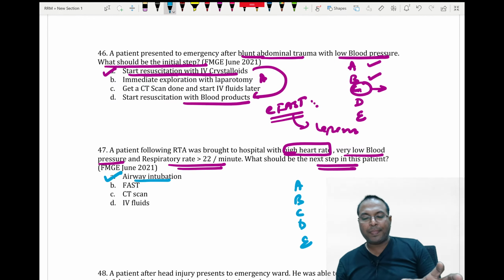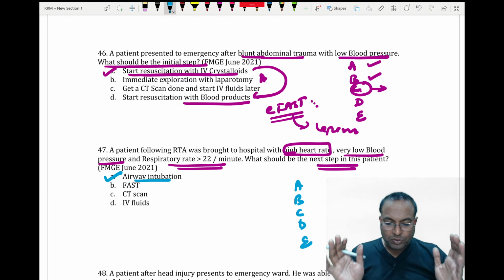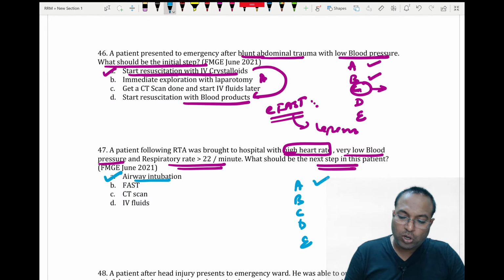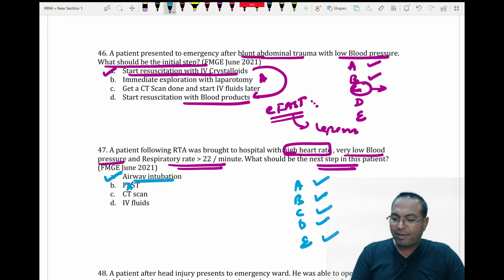So patient with RTA, high heart rate, low BP, respiratory rate. So we don't know what is the injury. We don't know what is the problem. So first what you should do, follow the airway protocol. Airway, breathing, circulation, disability, exposure protocol. So the answer here is airway. Not FAST. FAST is not the answer here. Airway is always the first.